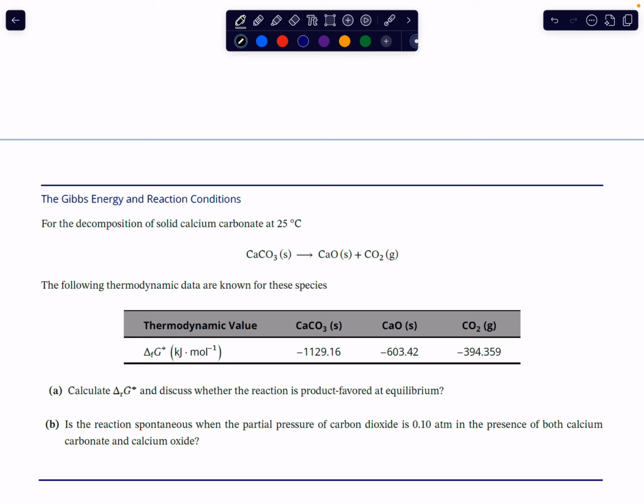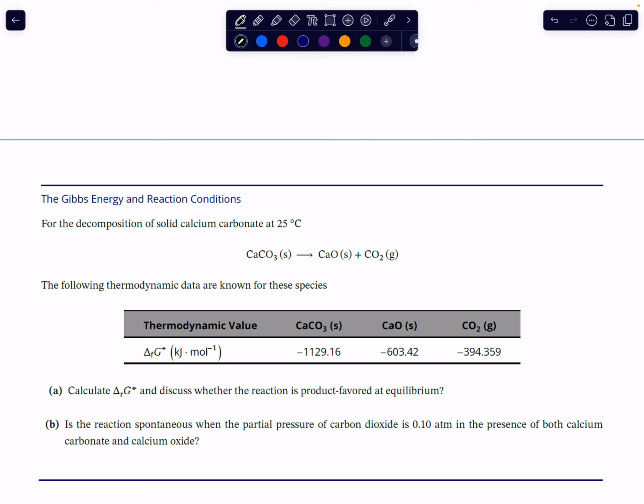Hello everyone, so let's see how our Gibbs energy changes when we are not at standard conditions. The specific example that I have here looks at the decomposition of calcium carbonate into calcium oxide and carbon dioxide. And we're given the Gibbs energy of formation for the species involved in this decomposition reaction.